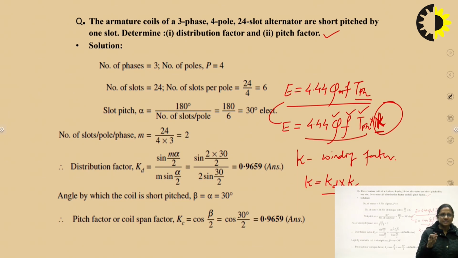The short pitching is done for certain reason. There are certain advantages of short pitching the coil. We will discuss those advantages in some other theory class where we will discuss the pitch factor, distribution factor and the EMF equation of the alternator. The second term is the distribution factor, KD. The distribution factor comes into picture if the winding is distributed in nature rather than being concentrated in nature, right? So, if the winding is distributed in nature, then distribution factor comes into picture.